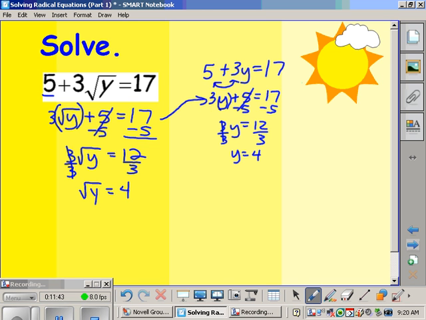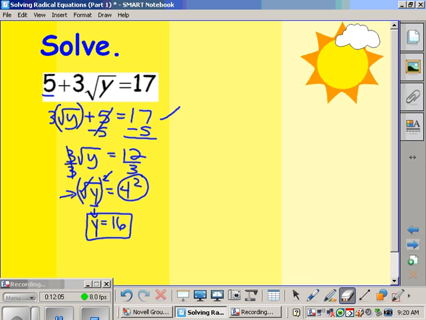So now we just need to figure out the square root of what number equals 4. And if you can't figure it out in your head, go ahead and square both sides so you can eliminate the radical, leaving us with just the y. And then on the right, 4 squared is 16. So our missing variable should be 16.